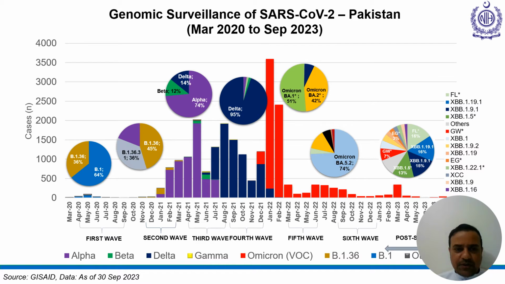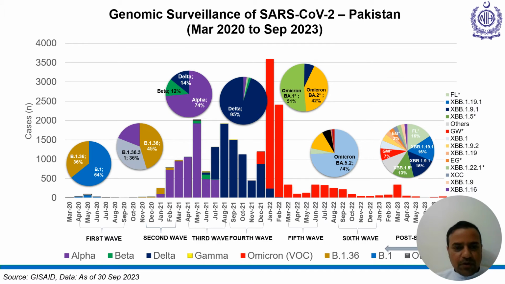So we have reported from the initial B.1 lineage of the virus, then we have reported multiple variants. And just recently, you can see that Omicron and sublineages are being reported, and they are prevalent in Pakistan. So this slide also gives a very good indication of the next generation sequencing capacity that was available at the start of the pandemic.